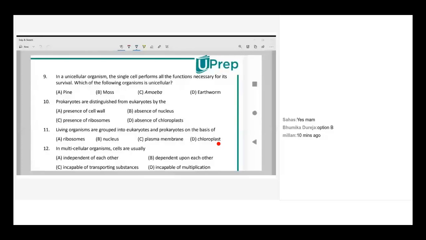Option C. So the repeated one, but they asked about the unicellular, see, this amoeba. So necessary for its function, only a single cell is required. So pine, plant, moss. What is moss?